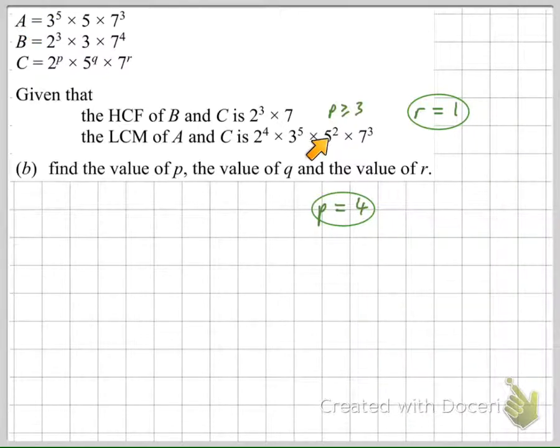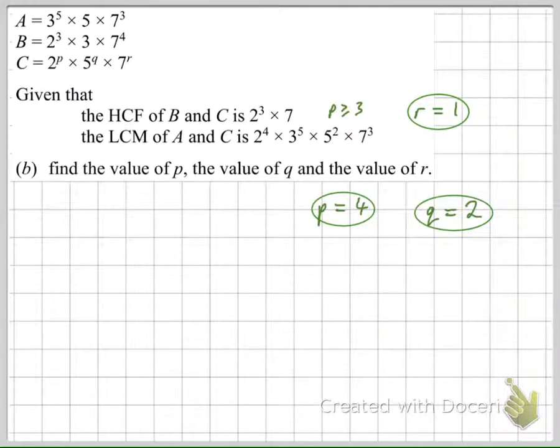5 squared, well, okay, well we've got power 1 there, and that must be therefore power 2, because 5 squared is the highest power of 5, so Q must be 2.